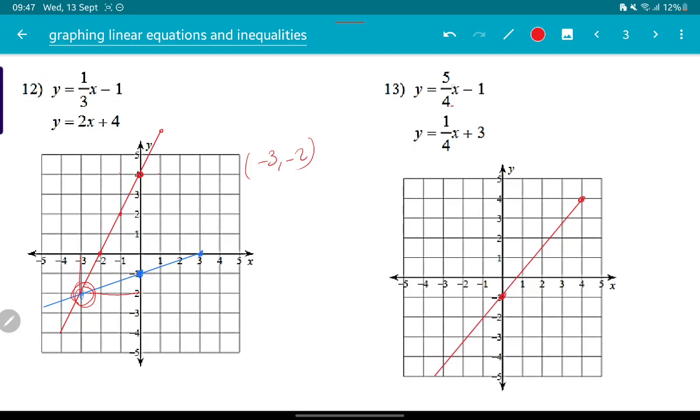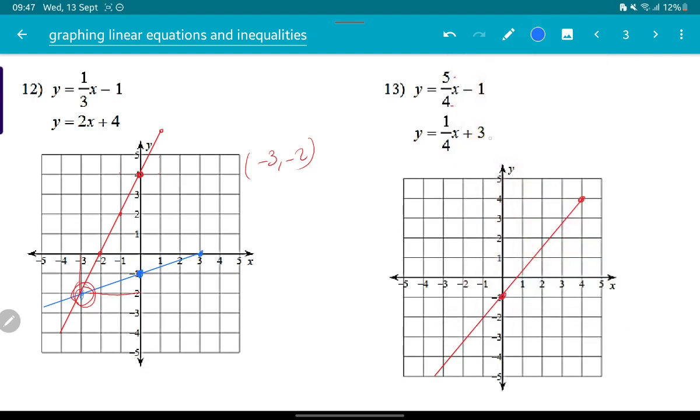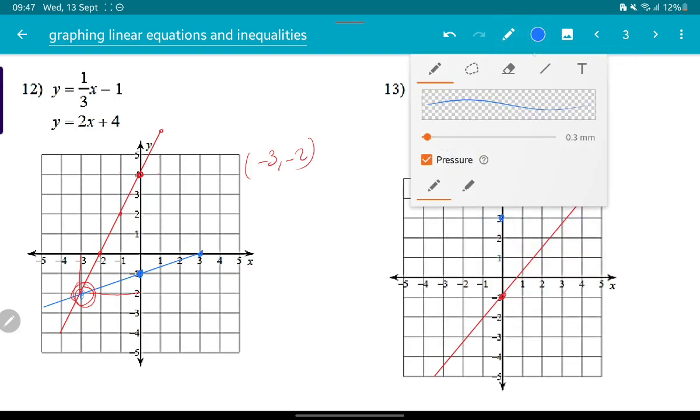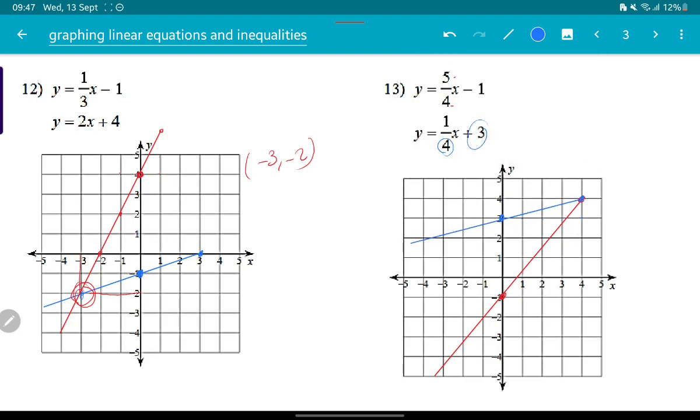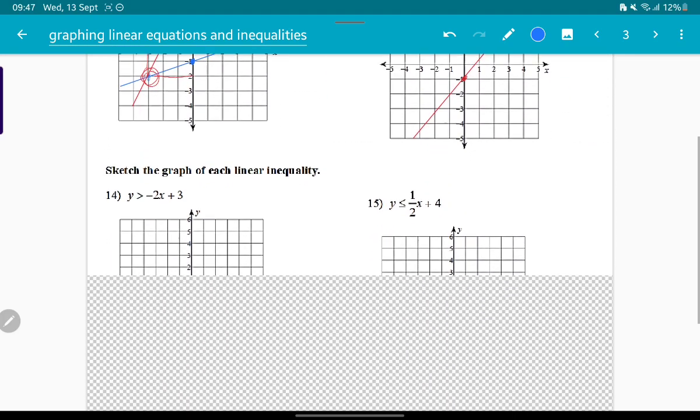This is for x and this is for y. At 3, 4 with 1. Now the solution for this system will be this point, which is 4 and 4. So this is how to graph the linear equation.